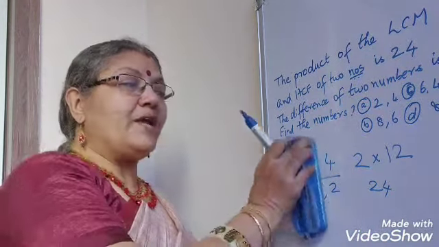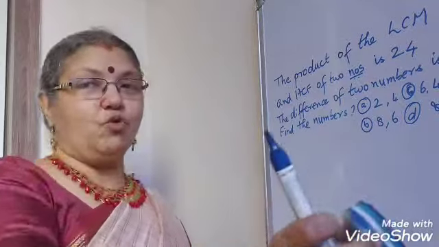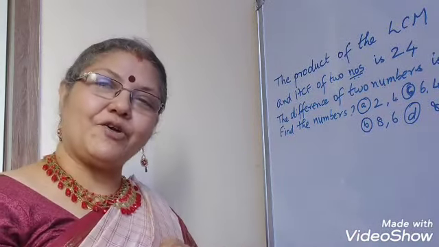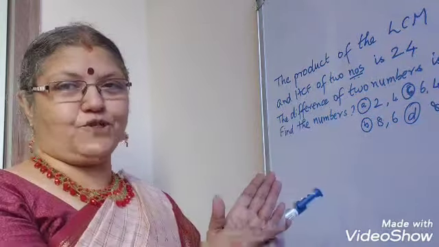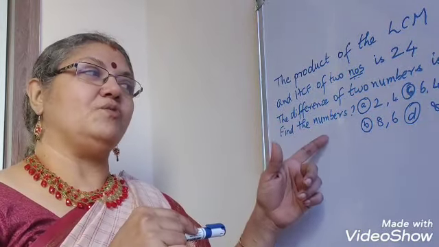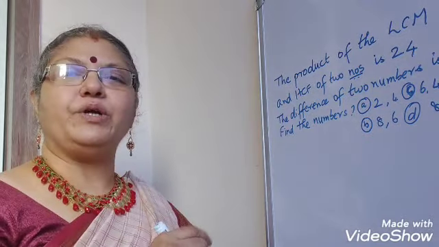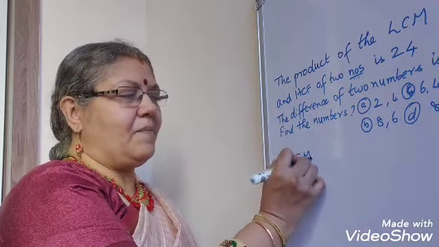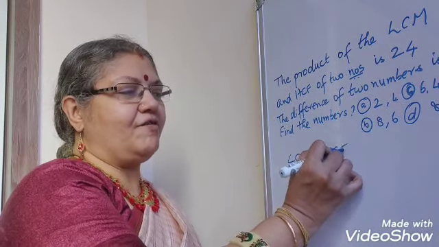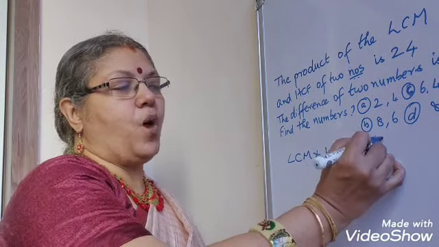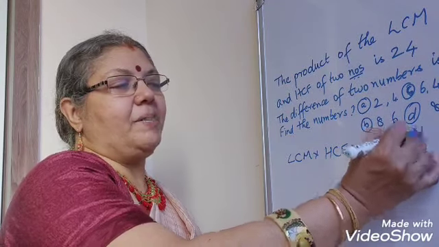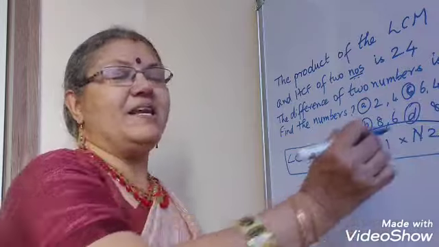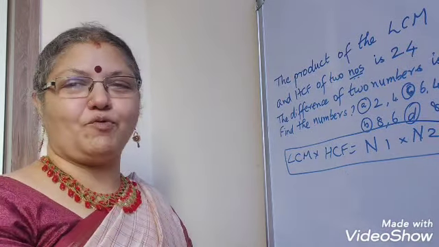Now this was where we went in the reverse mode. Rather than solving directly, from the answer options we went back to find out what is the right answer. But suppose this were a question where you have to find out the numbers. How would we do that? So let's see. A simple trick is that LCM multiplied by HCF is equal to number 1 multiplied by number 2. This is something you should remember and you will never have any problems in these types of questions.